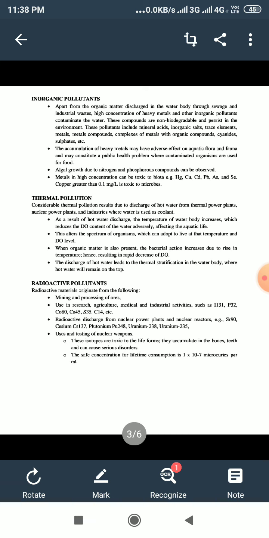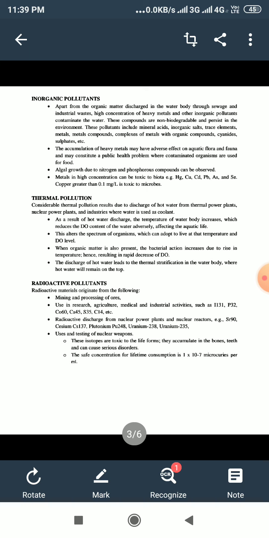Radioactive pollutants. Radioactive material originates from the following: mining and processing of ores, use in research, agriculture, medical, and industrial activities such as I-131, P-32, cobalt-60, calcium-45, carbon-14, etc. Radioactive discharge from nuclear power plants and nuclear reactors, for example strontium-90, cesium-137, plutonium-248, uranium-238, uranium-235, and from use and testing of nuclear weapons.